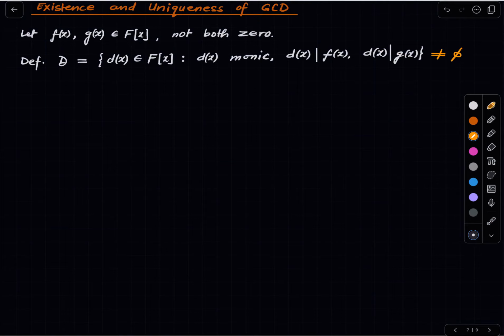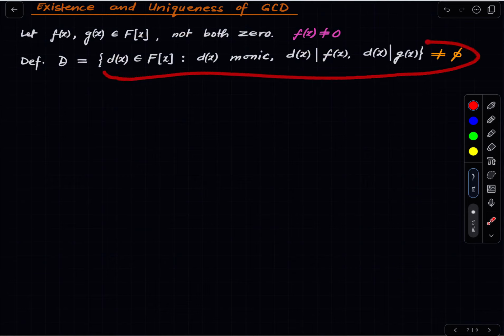Okay, and since this is a non-empty set, and the degree of anything here is at most the degree of the non-zero one amongst fx and gx. So let's say fx is non-zero just for concreteness. Without loss of generality, we can assume that fx is non-zero because not both are assumed to be 0. So since dx in particular divides fx, the degree of dx cannot be larger than the degree of fx. And therefore, all the things here have bounded degree. Degree, in fact, is bounded by the degree of fx.